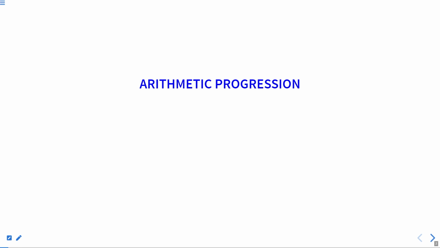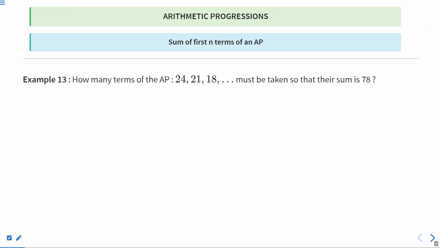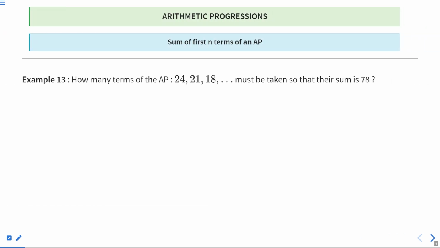In this lecture, we'll cover some examples on the sum of first n terms of an AP, and then we'll use exercise 5.3 time permitting. In the first example, I've asked: how many terms of the AP 24, 21, 18, ... must be taken so that their sum is 78?